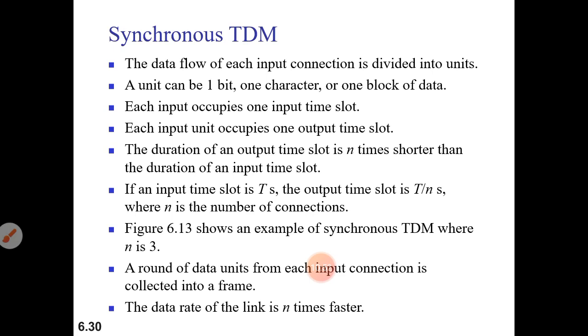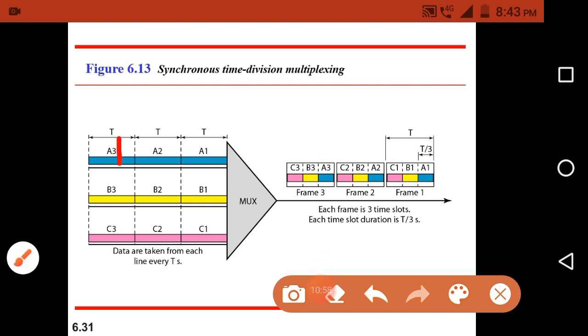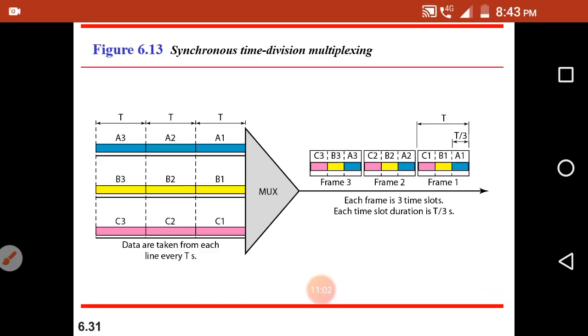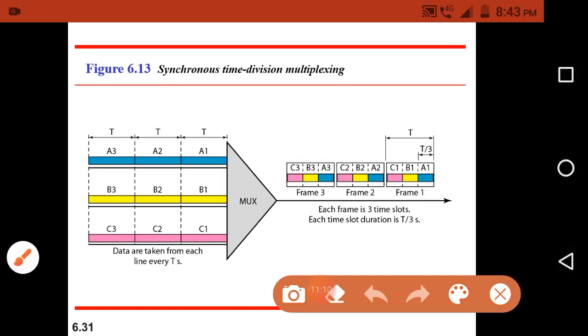Each unit can be 1 bit, 1 character, or 1 block. Here each unit contains 1 character. Next, each input occupies 1 input time slot. So if A3 is an input, it will occupy the time T. Same thing if B3 is there, it will occupy the time T, and C3 will occupy the time T.